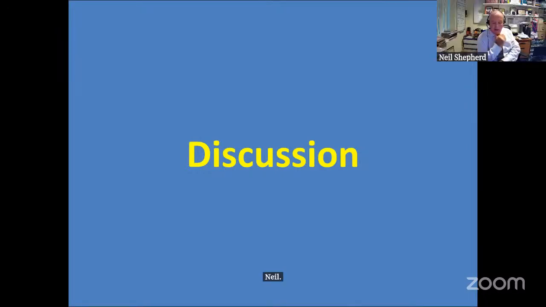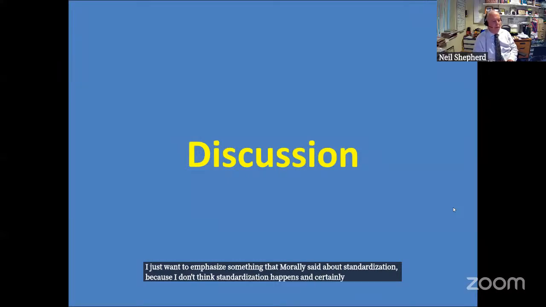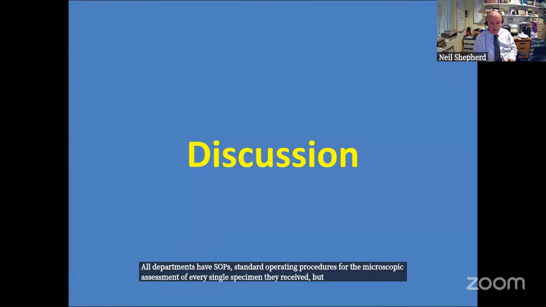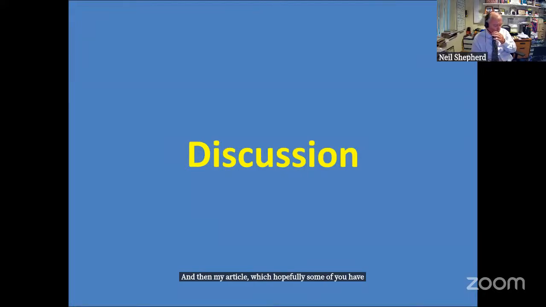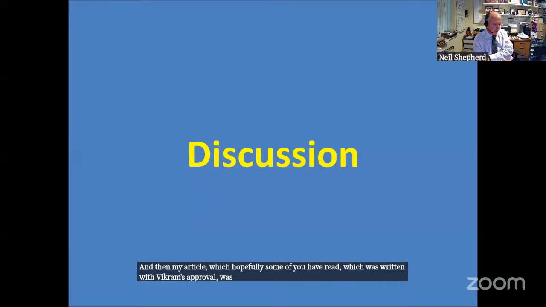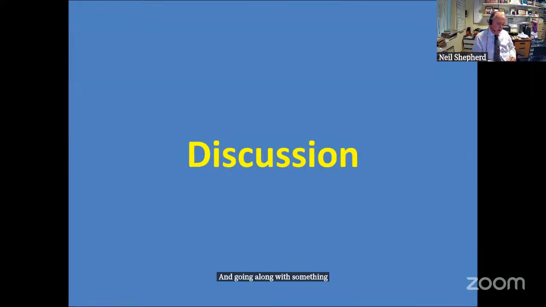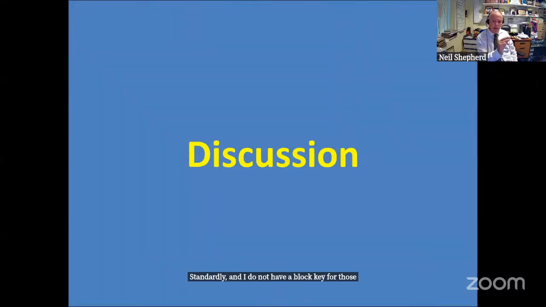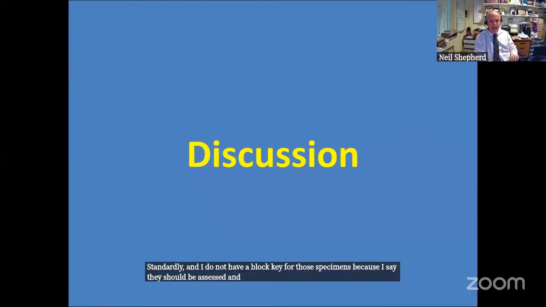Neil, go ahead. I just want to emphasize something that Murali said about standardization, because I don't think standardization happens. And certainly in the UK, as you intimated, Murali, all departments have SOPs, standard operating procedures, for the macroscopic assessment of every single specimen they receive, but it doesn't happen. People don't follow their own SOPs. And in my article, which hopefully some of you have read, which was written with Vikram's approval, I wrote a little bit with my tongue in cheek, going along with something you said, Murali, in your article, that I think you can make a strong argument that block keys on appendices and gallbladders means the specimen has not been assessed standardly. And I do not have a block key for those specimens because I say they should be assessed and blocked standardly.